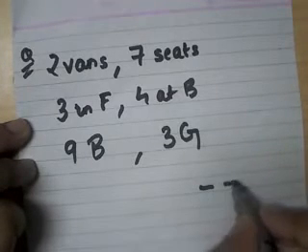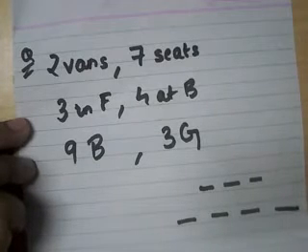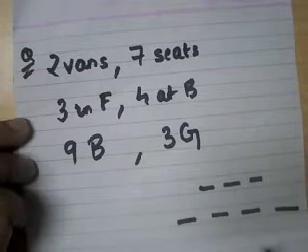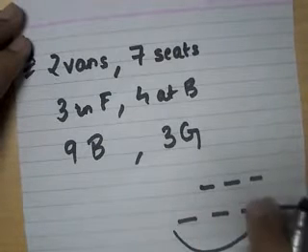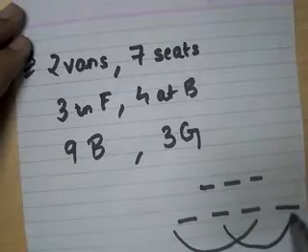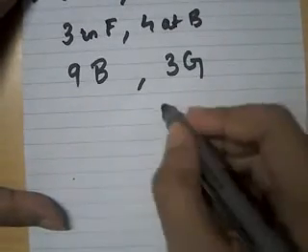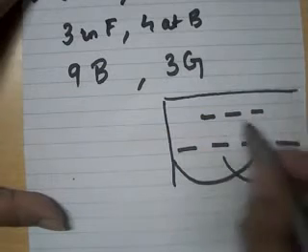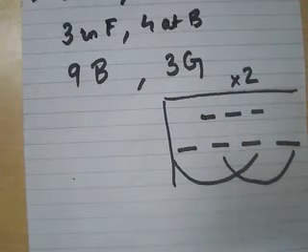Now let me draw the diagram. Here the car, imagine there are 3 in front and 4 in back, the seats. So the girls will sit in the back side, but they will be adjacent to each other. So either they can sit here in these 3 seats, or they can sit here in these 3 seats. Evidently there are 2 ways, either this or this, and also there are 2 vans.